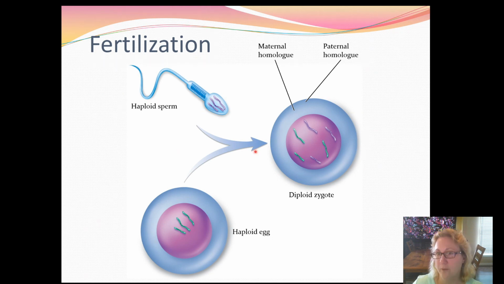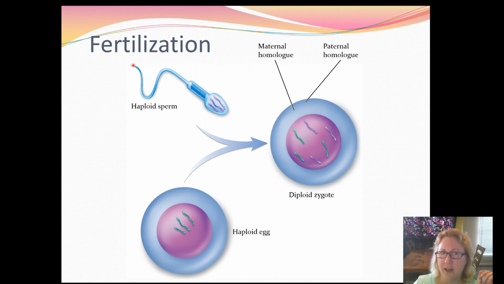And then when they fuse, the fertilization event, we call this initial cell that's formed a zygote. We don't call it an embryo yet. It's not an embryo until it divides the first time. When it hasn't divided yet, this fertilized egg is called a zygote. And for humans and most other animals, that cell is going to be a diploid cell.